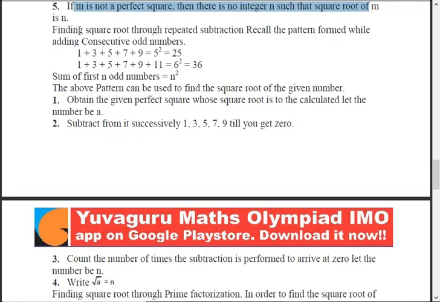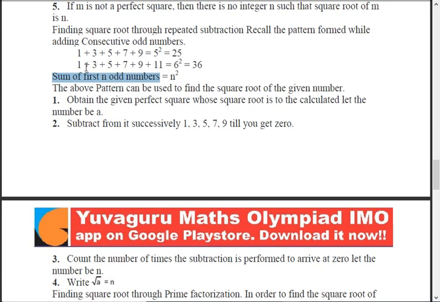So, finding the square root through repeated subtraction. Now this we had done for squares. 1 plus 3 plus 5 plus 7 plus 9 equals 5 square, that is 25. Similarly for this 36. Just now we had seen this. So the sum of the first n odd numbers equals n square, means what? 1 plus 3 plus 5 plus 7 plus 9, how many are there? 5 numbers. So if you add them, you will get the square of 5.